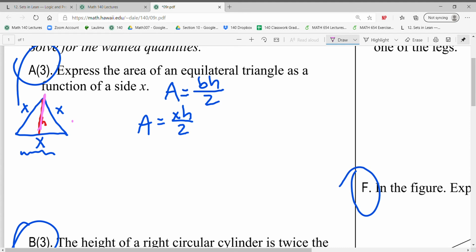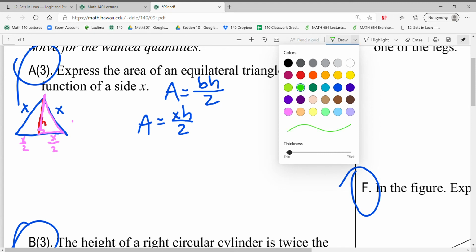Well, I know that the height of this equilateral triangle is going to split my base into 2. So this side of it is x over 2. It's half of x, and this is also half of x. So now look at here. This pink part is kind of like a right triangle. And what do we know about right triangles and side lengths? Pythagorean theorem. Nice job. Sorry if you didn't know it.